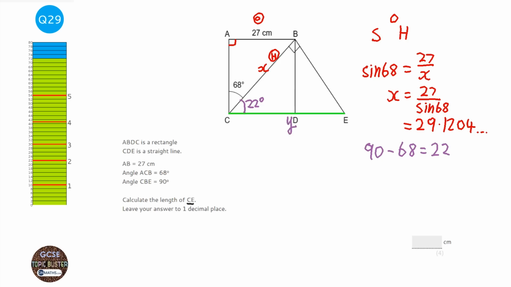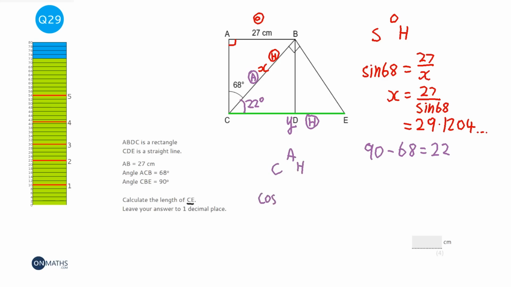I'm going to call CE Y. And I've got, so what have I got? I've got the adjacent here. So this is now the adjacent. And I've got the hypotenuse because this is opposite the right angle. So this time I'm going to be using cos. So it's CAH.